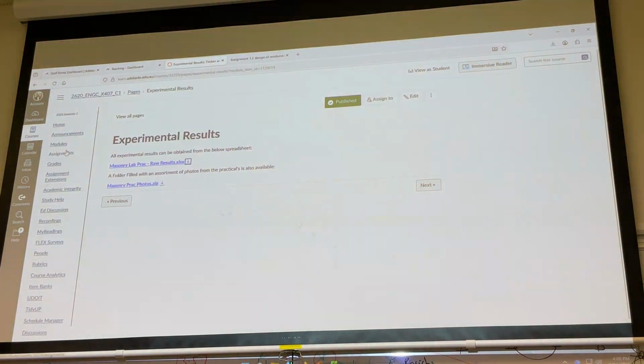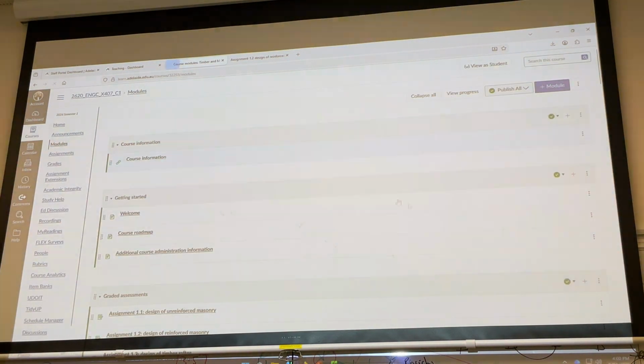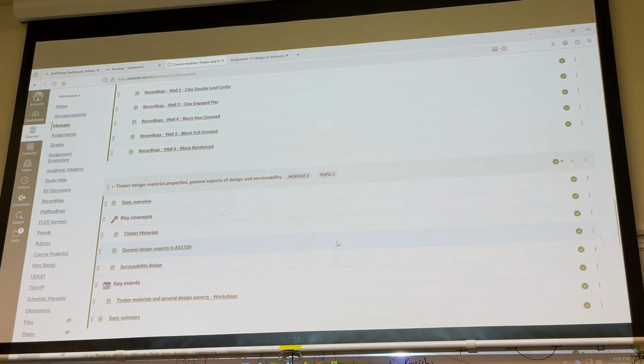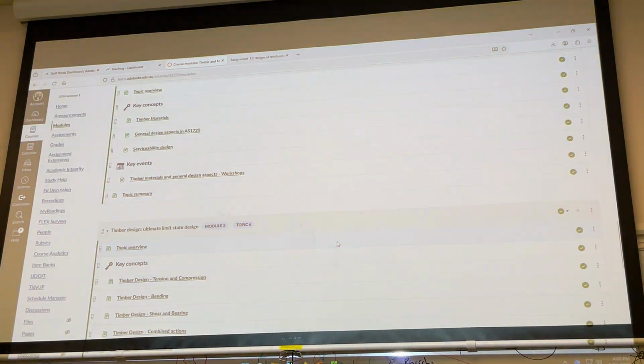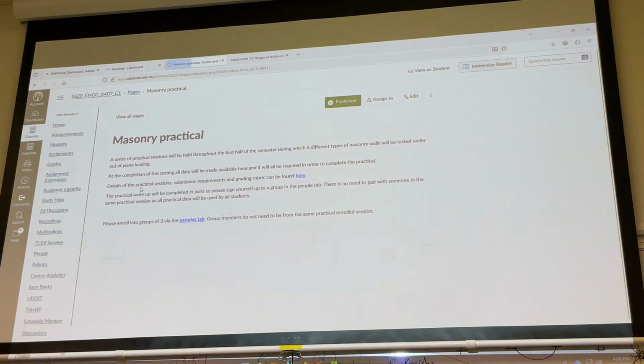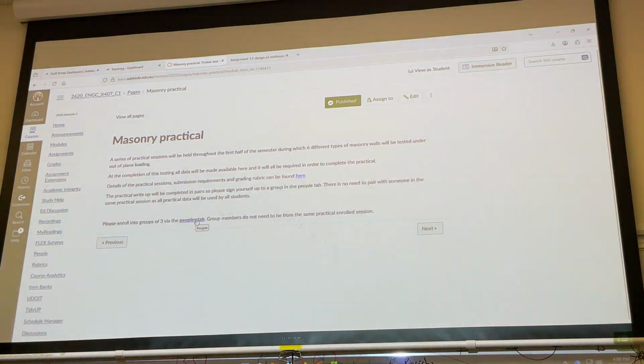What is the practical? On the requirements here it says the submitted report should not contain calculations, but rather outline your findings using tables and figures. Have you all joined the group for the practical? Masonry, yeah.